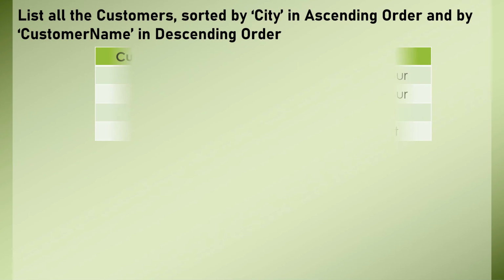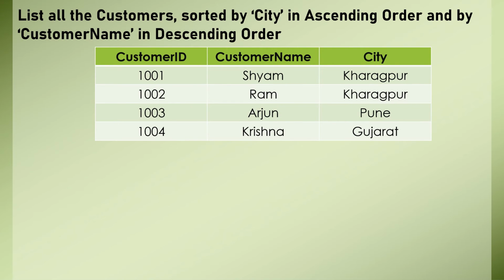Suppose there is a requirement something like this, and this is our customer table. So let us understand the requirement. Basically, we need to list all the customers, but this must be sorted by city in ascending order. We need to sort them according to the city value in ascending order and by customer name in descending order. So this is a bit tricky and a bit advanced, right?